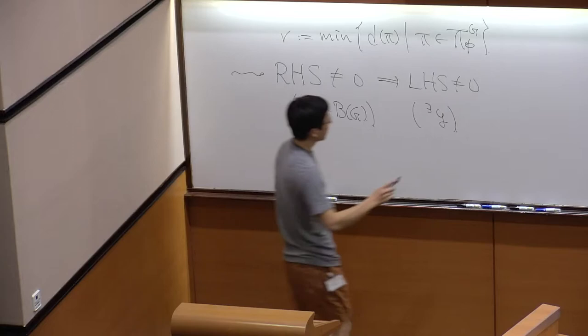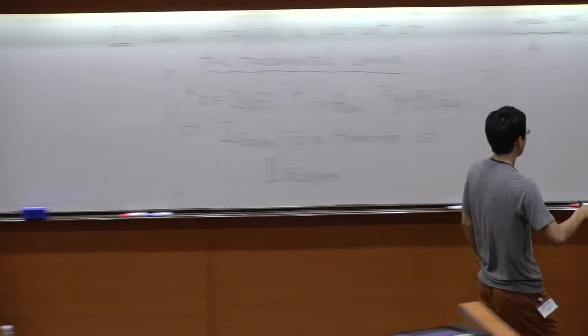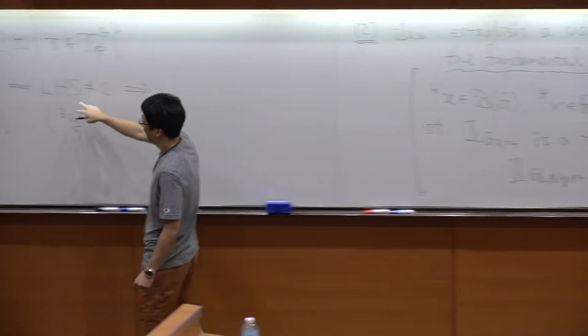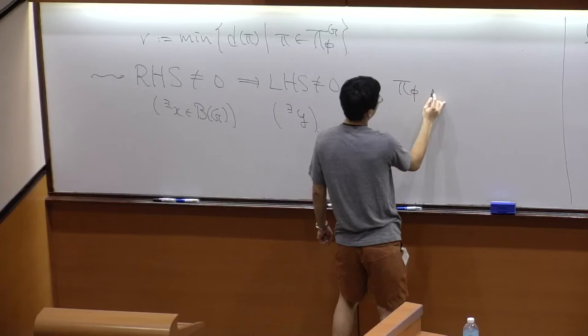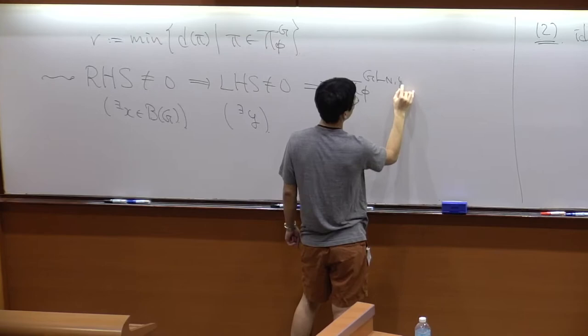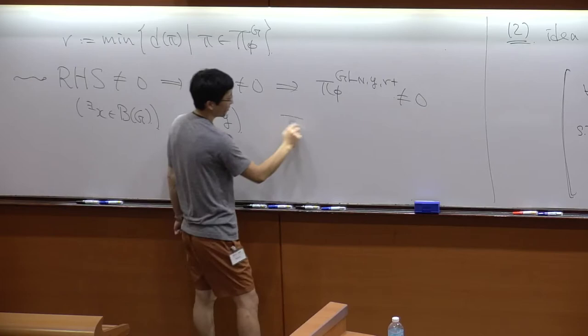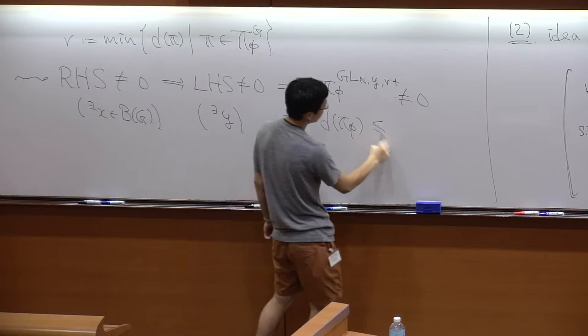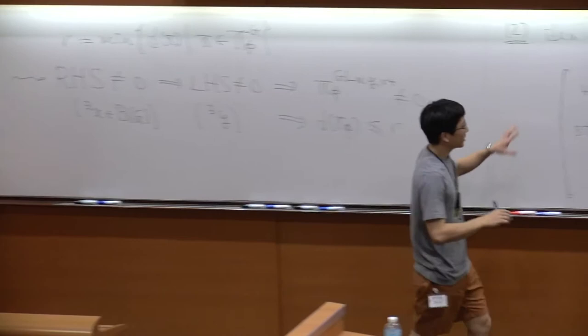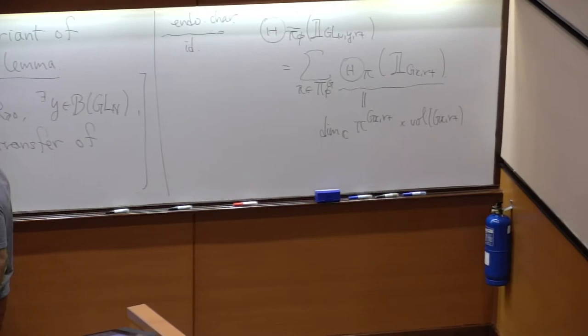Then, by a similar argument to showing this equality, we can show that the non-vanishing of the twisted character implies the non-vanishing of this space of fixed vectors. Then again, by the definition of depth, we can show the depth of pi phi can be bounded by R. So if we can show this statement, then we can get that equality by a very formal argument. So the most essential part of our proof is this statement.